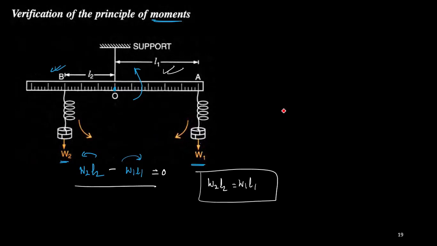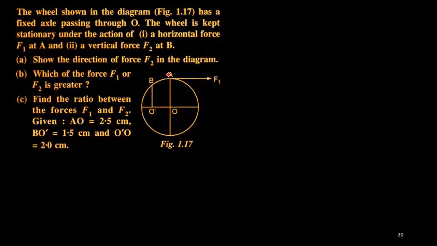If the moment of W2 is more, meaning the anti-clockwise moment is more, then the body will rotate in the anti-clockwise direction. If the moment of W1 is more, then the body will rotate in the clockwise direction. Only when both are the same can I say the body is in equilibrium. Otherwise it is not.